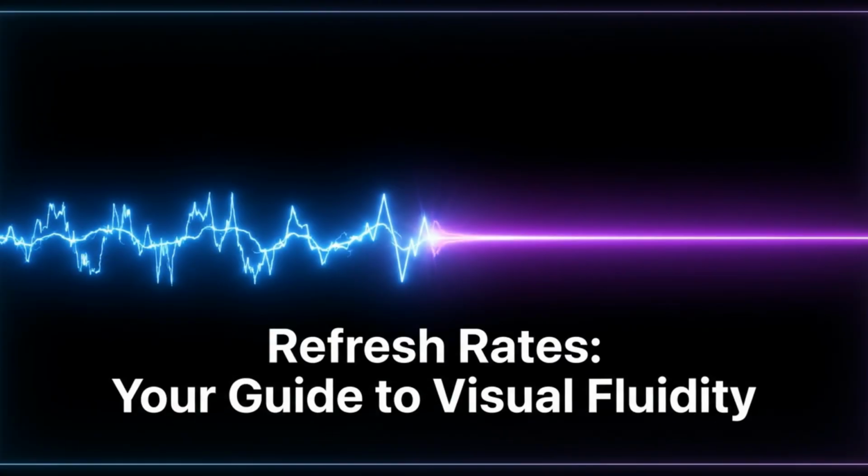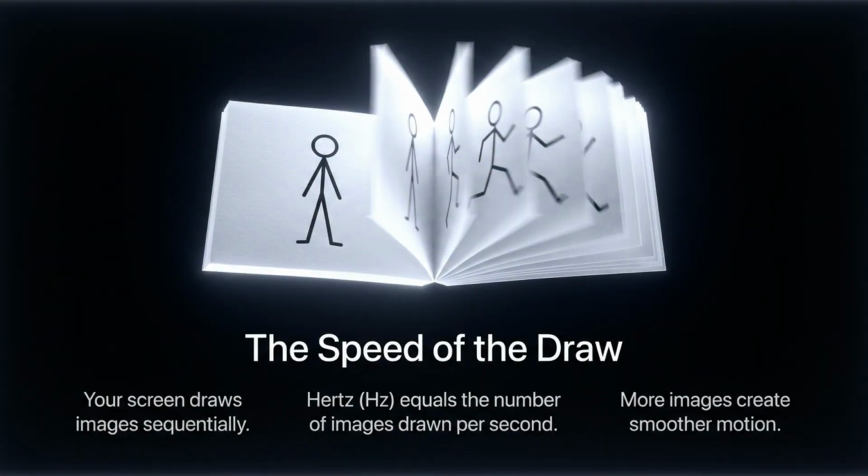Welcome to your guide to visual fluidity, focusing on the impact of refresh rates and latency on targeting performance. Refresh rate determines the speed of the draw. Your screen draws images sequentially, and Hertz, or Hz, equals the number of images drawn per second. More images create smoother motion.